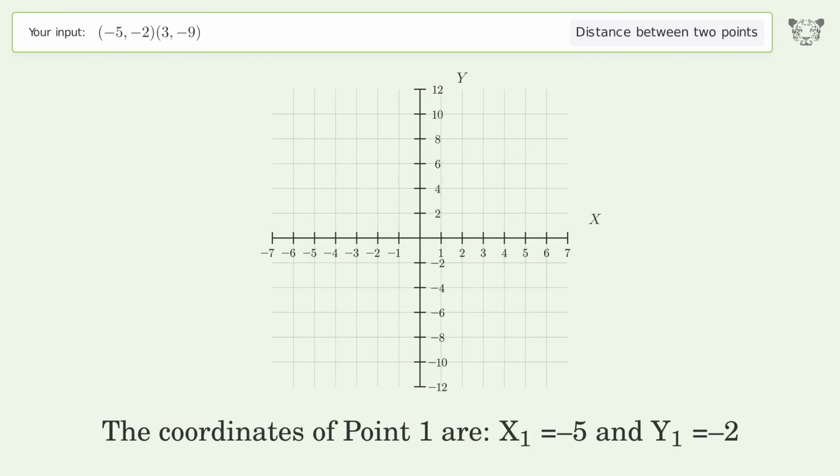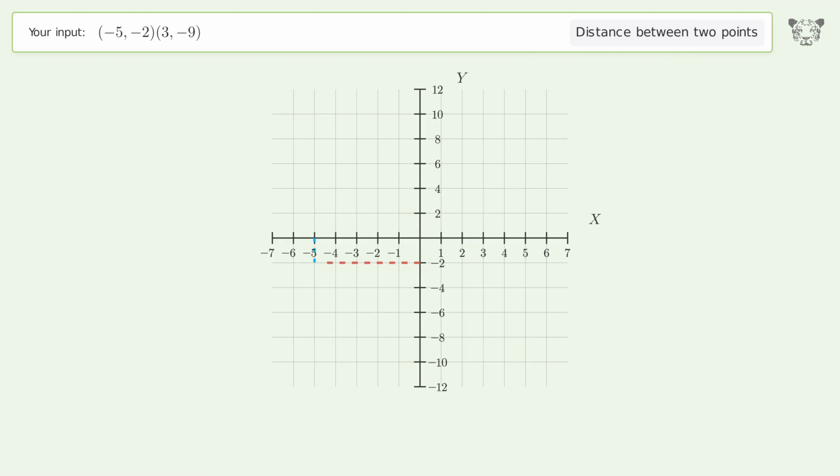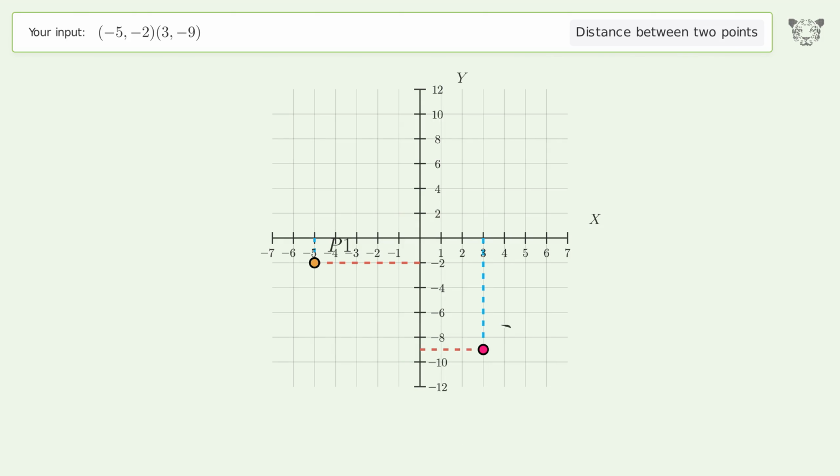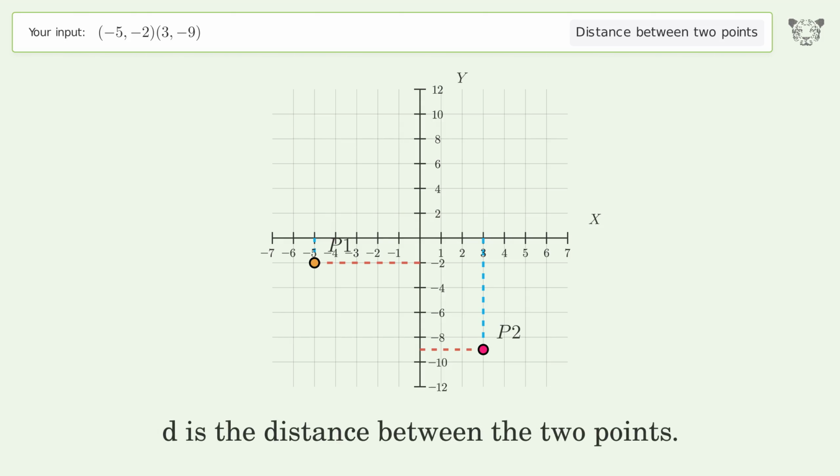The coordinates of point 1 are, x1 equals -5 and y1 equals -2. The coordinates of point 2 are, x2 equals 3 and y2 equals -9. D is the distance between the 2 points.